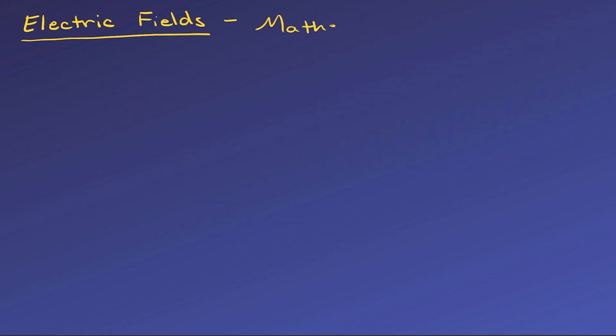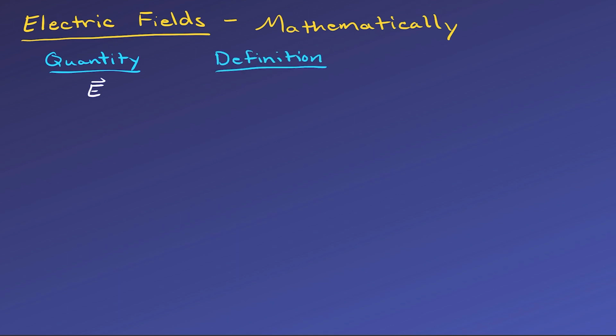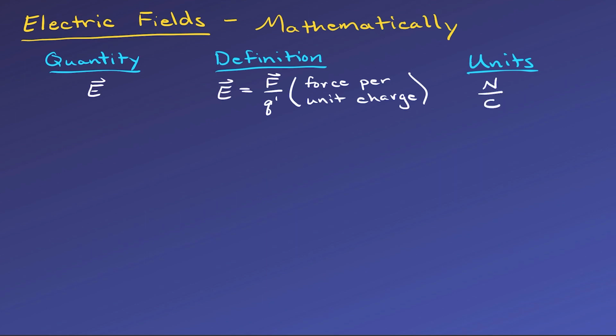Mathematically, the electric field is the amount of force per unit charge. The electric field alone cannot tell you how much force will be exerted on an arbitrary charge because it depends on how much charge you put in the field at that point. So the electric field tells you the amount of force per unit charge, and the force felt depends on how much charge is placed in that field.